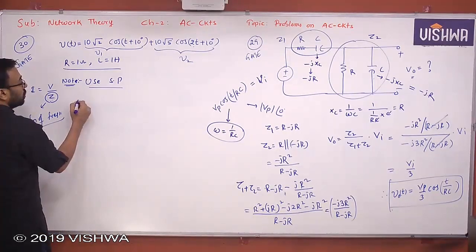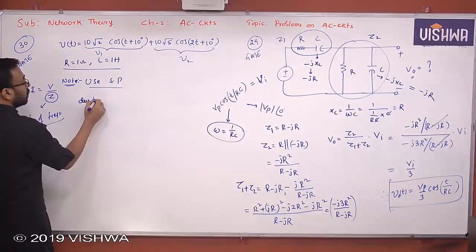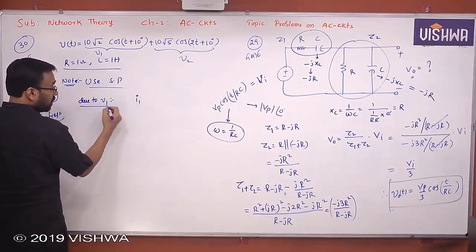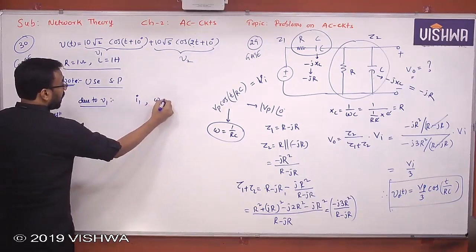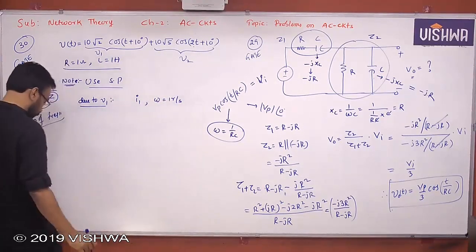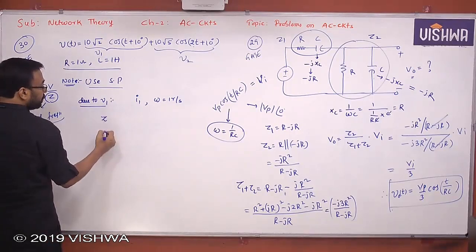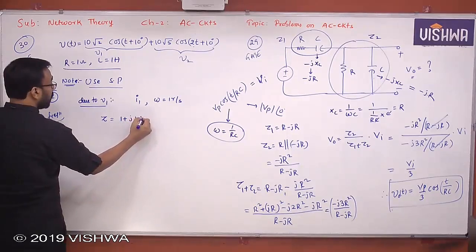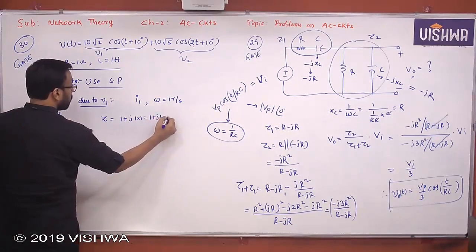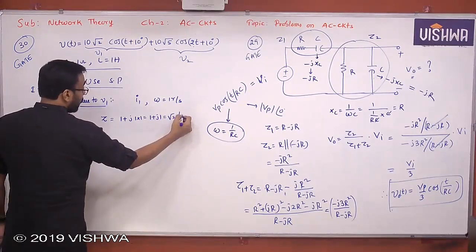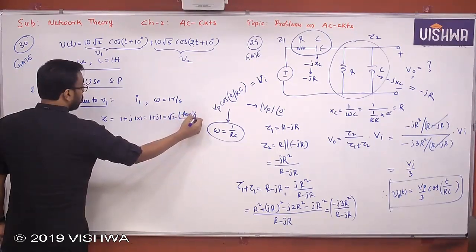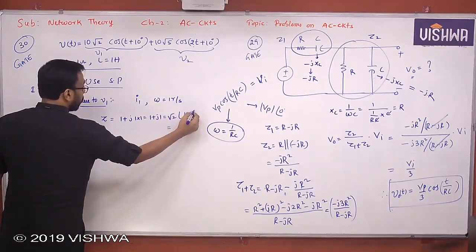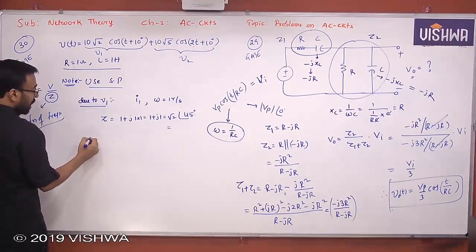Okay, so due to V1, the response due to V1, let us say this is I1. And what is the frequency here you have? Omega is equal to 1 radian per second. Okay. So what is now Z? Z is equal to 1 plus j1 into 1, that is 1 plus j1, nothing but root 2 at an angle of tan inverse 1 by 1. 1 by 1, nothing but how much? It is 45 degrees. Yes or no? So what is actually now I1 of t?